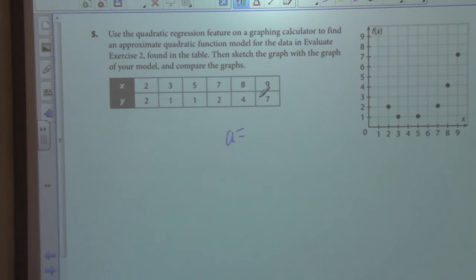So 0.296. B is equal to negative 2.604. And C is equal to 6.143. Now, do you notice I went to 3 decimal places here on this?